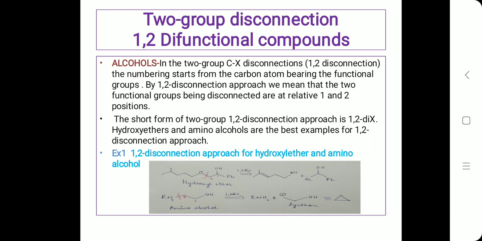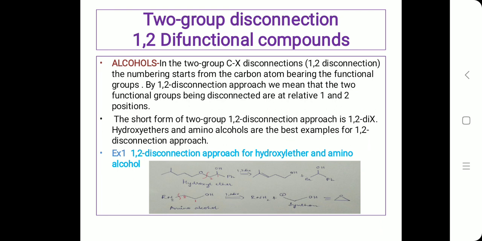Now another example is amino alcohol. In amino alcohol also, since these are all examples for alcohols, we are always going to focus on the examples for alcohols. So here you can see that the carbon which is attached to the hydroxyl group is numbered 1 and the adjacent carbon is numbered 2. And then we are going to disconnect the second carbon and the amine, that is the C-N bond, and hence this is also an example for 1,2 disconnection. I hope this part is clear.